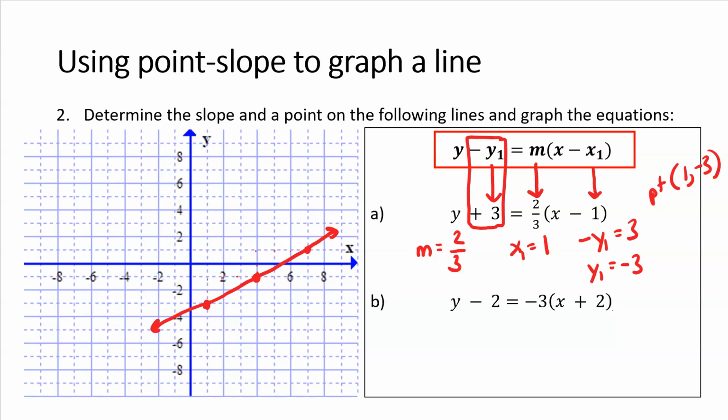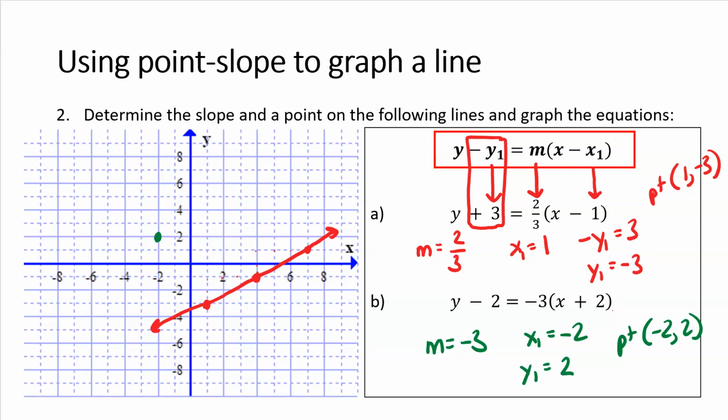Okay, let's look at example B. So for example B, your slope equals -3. Now, your x1 value must be -2, where your y1 value is just 2. So your point is -2, 2. So to graph this, let's start with finding the point on the graph. -2, 2. So -2 for x, +2 for y. That's your point right there.